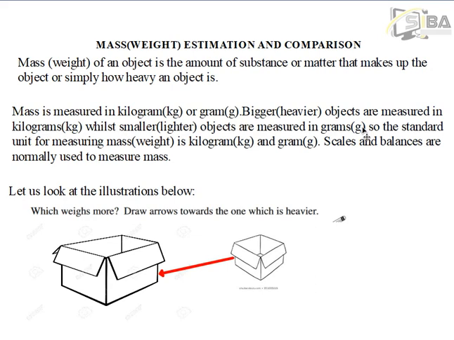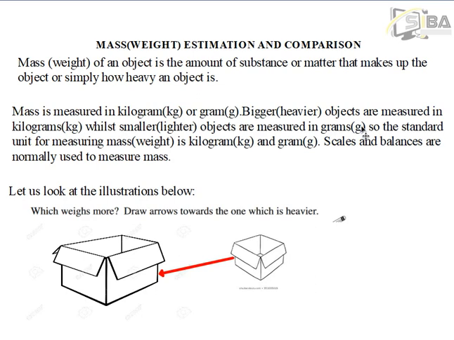Today we are looking at mass or weight, estimation, and comparison. You remember while we were in school, we looked at capacity, and now we are moving on to mass. Mass or weight of an object is the amount of substance or matter that makes up the object, or simply how heavy an object is.